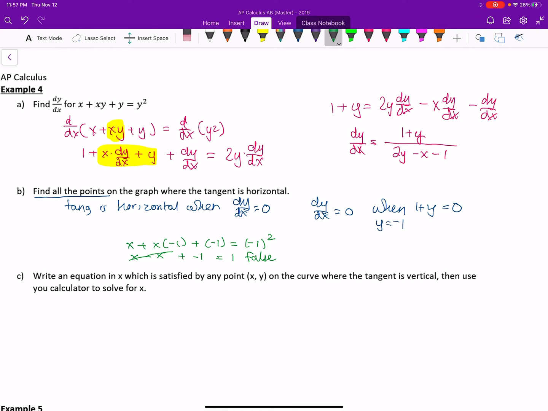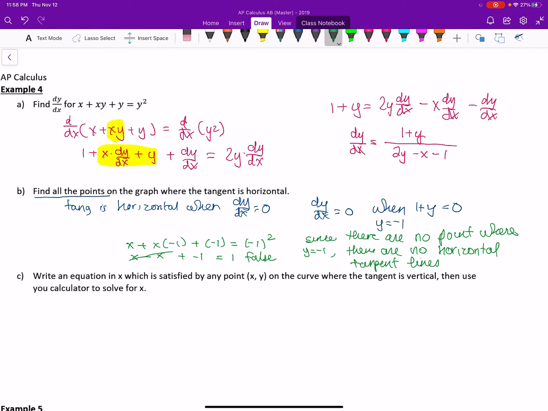These cancel out. That's a false statement. If that's the case, since there are no points where y is equal to -1, there are no horizontal tangent lines. That's how you do that.